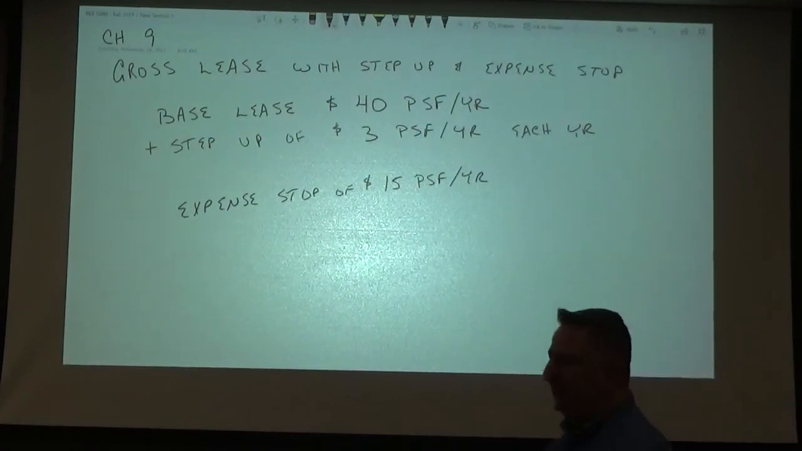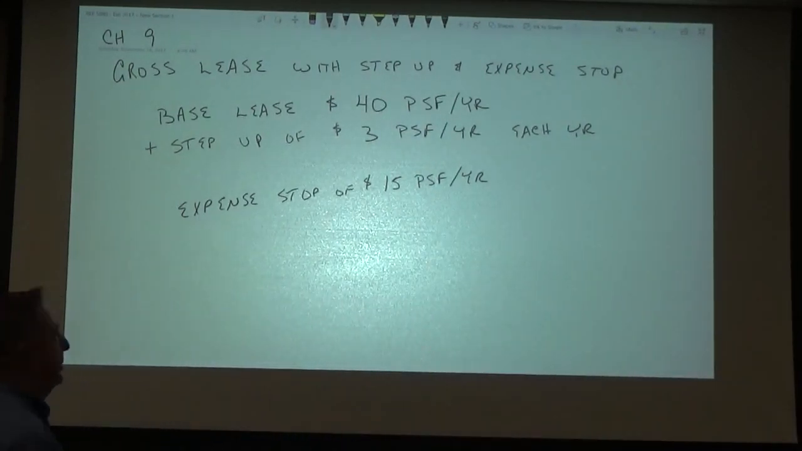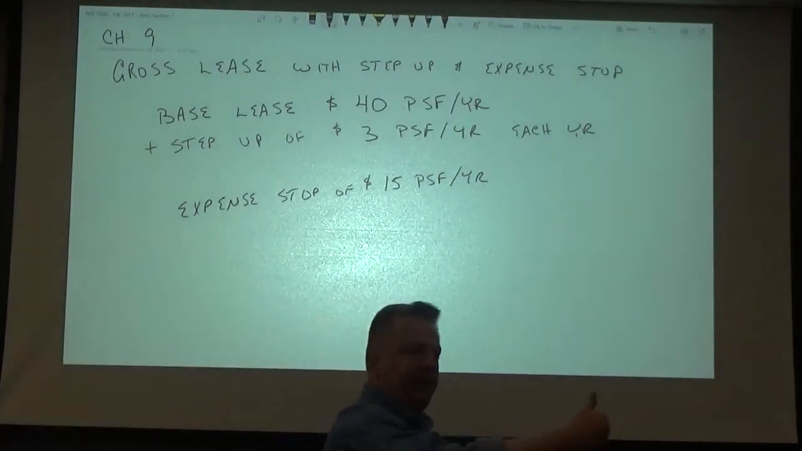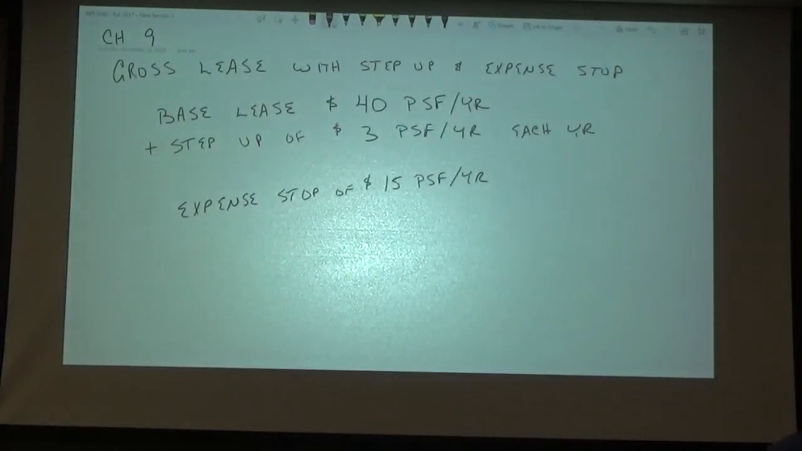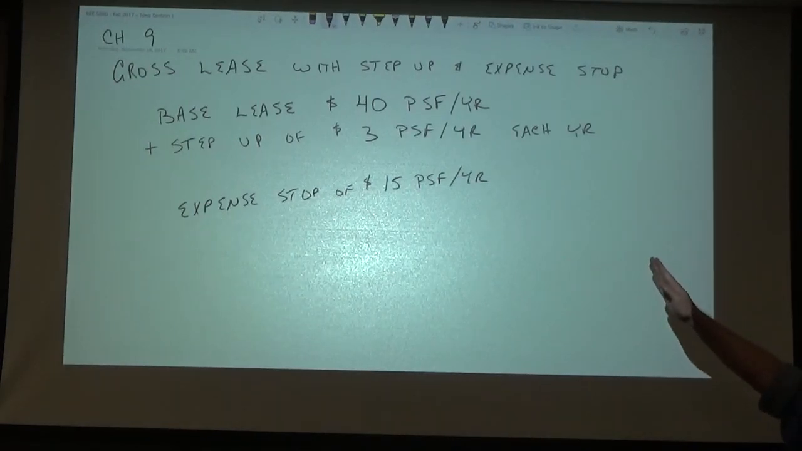We've got a base lease of $40 per square foot per year for the property with annual step-ups of $3 per square foot per year. What that means is every single year of the lease, the base rate is going to go up by $3 a year. Does that make sense, everybody? So year 1 is going to be $40 a square foot. Year 2 would be $43. Year 3 would be $46, and so forth. Does that make sense? Yes?